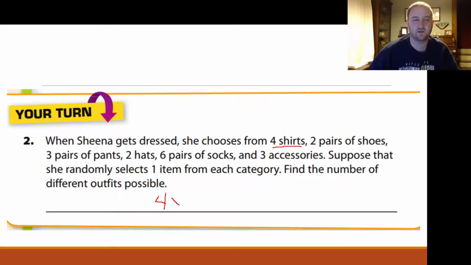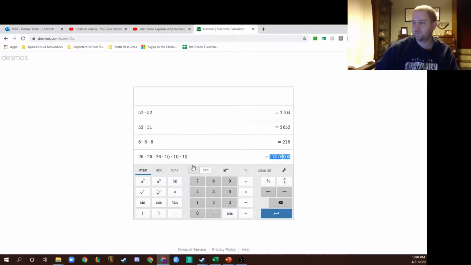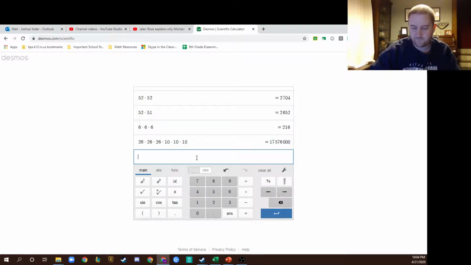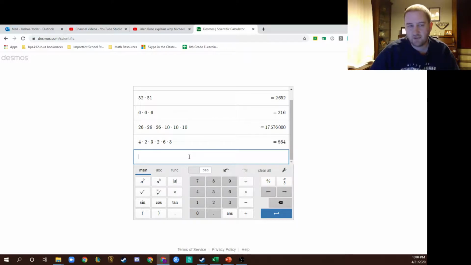So 4 shirts times 2 possible pairs of shoes times 3 pairs of pants times 2 hats times 6 pairs of socks times 3 accessories. And now we're just going to multiply all these together to get the total number of possible outfits that she could have. So we're going to come over here. We're going to do 4 times 2 times 3 times 2 times 6 times 3. And we get 864 possible outfits.